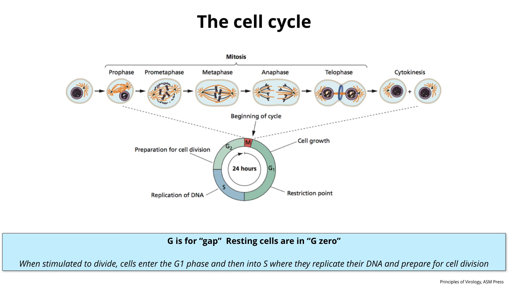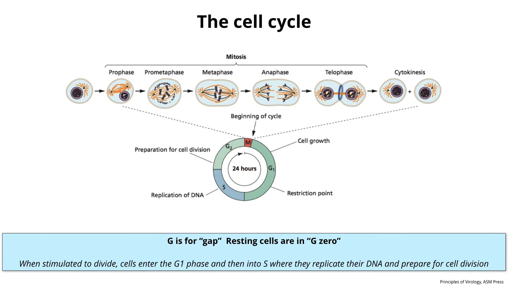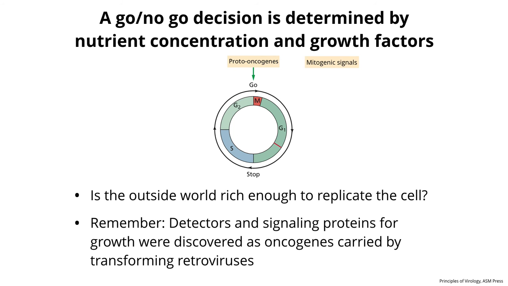When you stimulate cells to divide, they go from here to G1. Then they replicate their DNA and prepare for cell division. Now remember, the oncogenes that were picked up by retroviruses act at the end point. They push cells through the cell cycle because they're involved in growth control. Initially, the decision whether you're going to go through the cell cycle depends on whether there are enough nutrients in the cell's environment, like growth factors. Cells have receptors for growth factors. If growth factors are present, they will send a signal down into the nucleus to tell the cell to start going through the cell cycle. Once they get through G1, then they're committed, they make DNA, and then they divide.